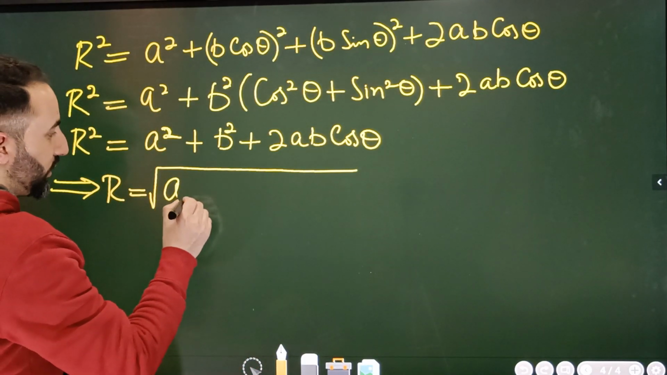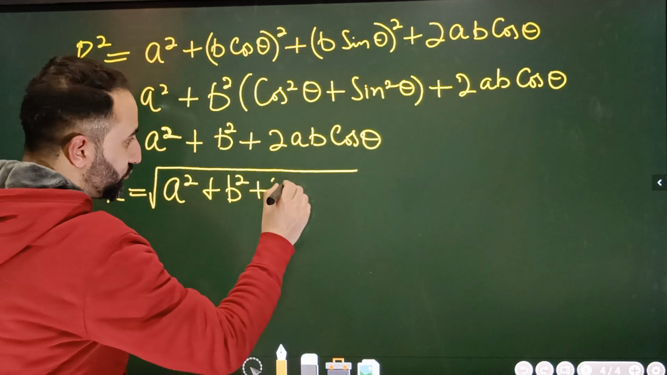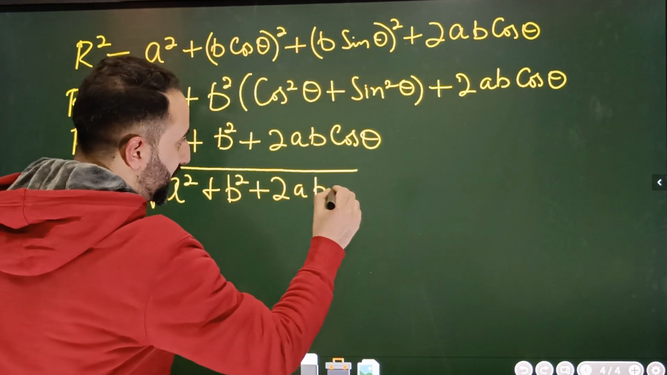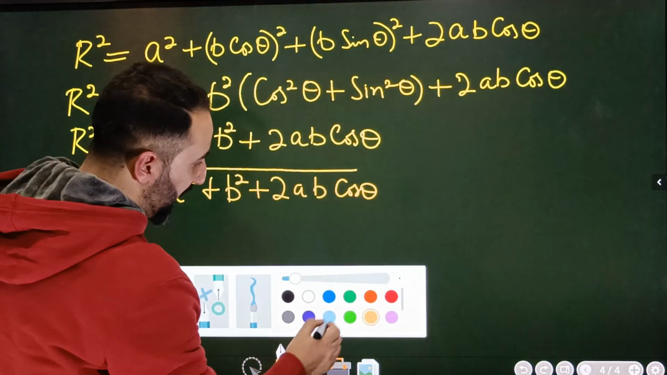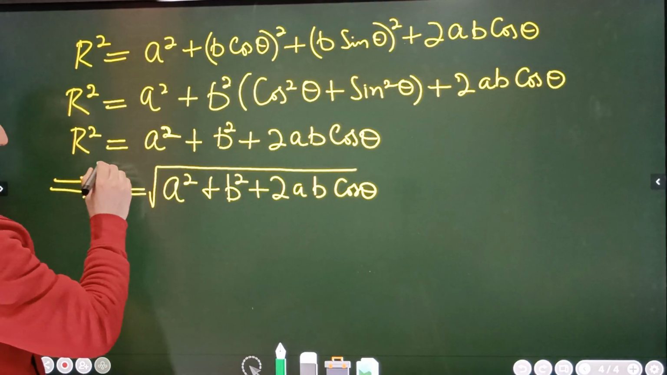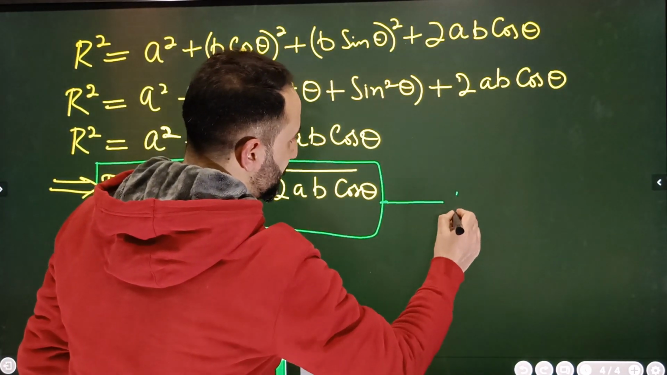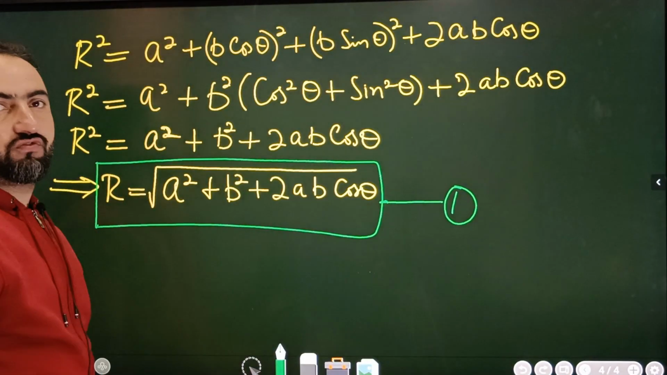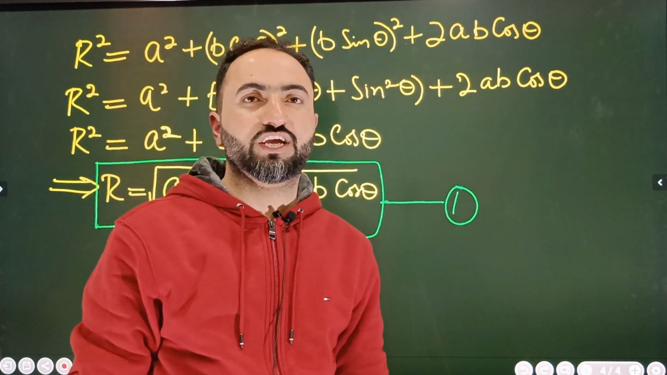It will be square root of a square plus b square plus 2 times a multiplied by b multiplied by cos theta, and that's it, and we are done. Finally we are done with the equation. Let's label this as equation number first, and what I will write down is finally this: that this equation number first gives you the magnitude of the resultant.